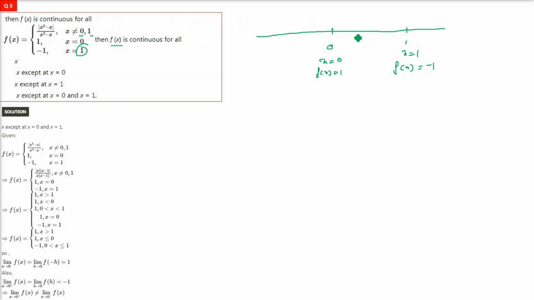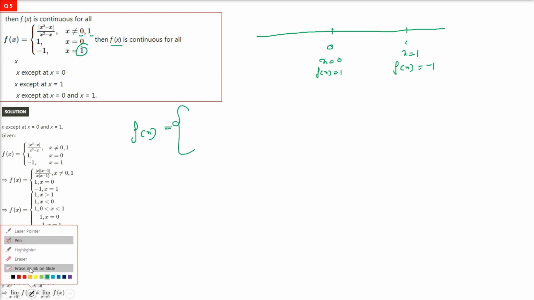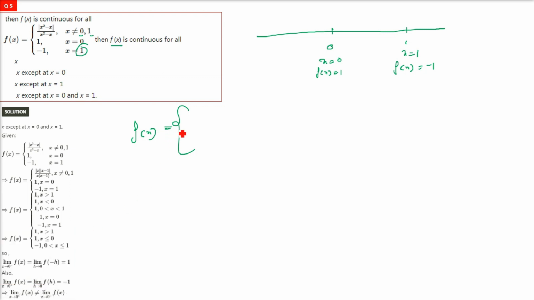And this, there are various boundaries: minus infinity to 0, 0 to 1 and 1 to plus infinity. So f(x) will make it 1 by 1, because at 0 and 1, the values are 1 and minus 1. But when x is not equal to 0 and 1, we have to take the boundaries.